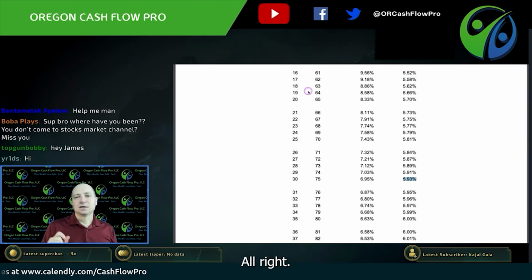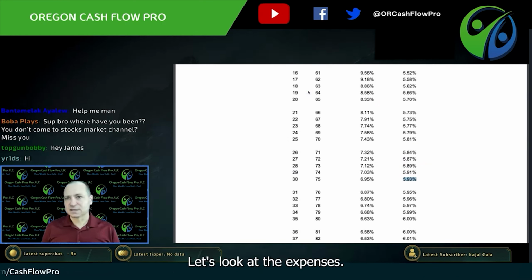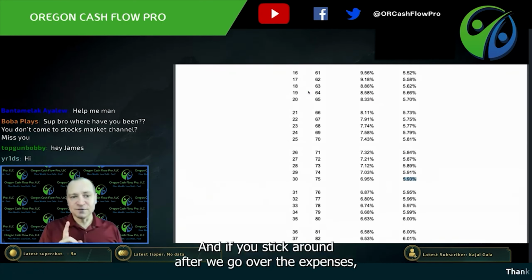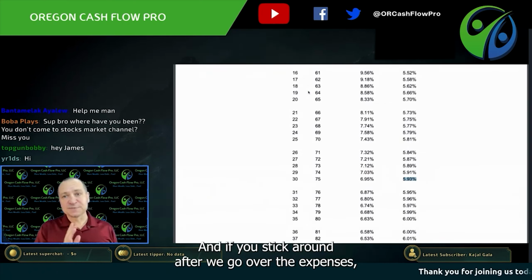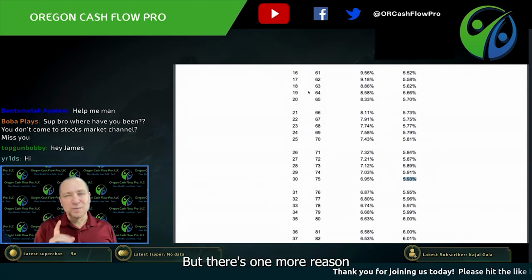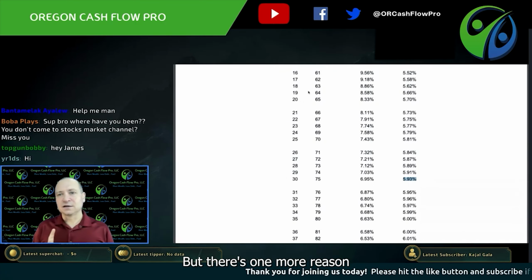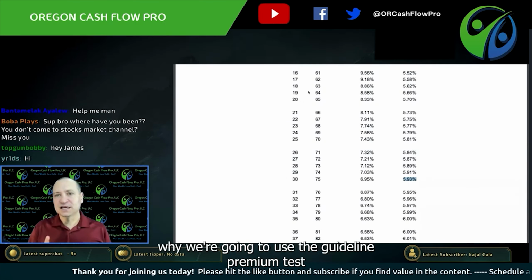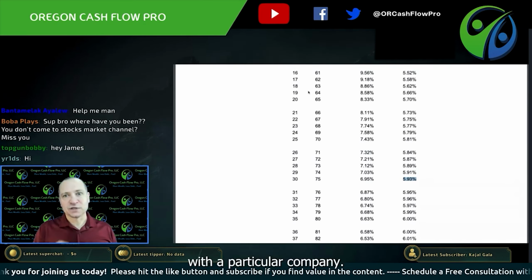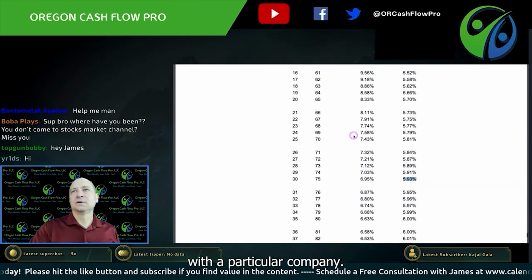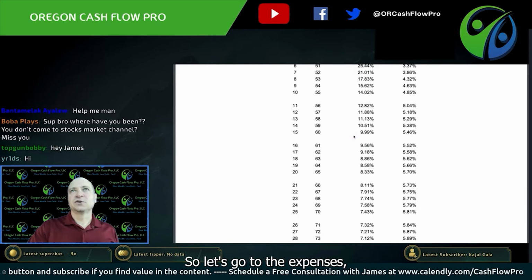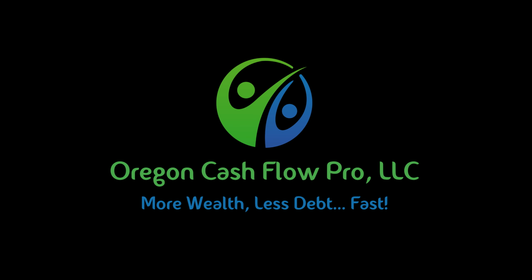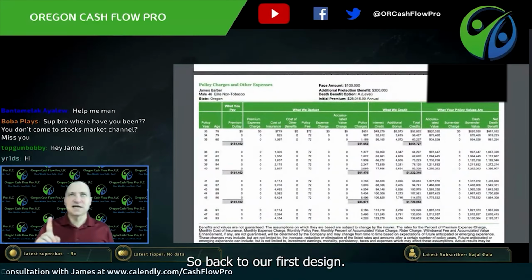All right. Let's look at the expenses. And if you stick around, after we go over the expenses, there's one more reason why we're going to use the guideline premium test with a particular company. So let's go to the expenses, because this is a big part of why those internal rates of return are so different. So back to our first design.